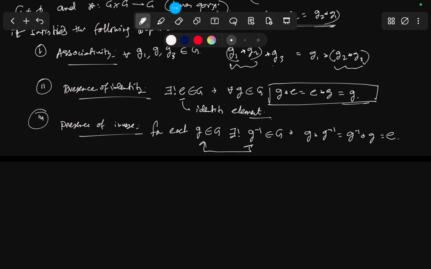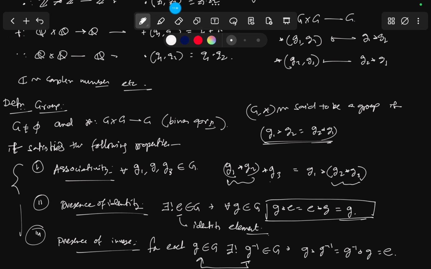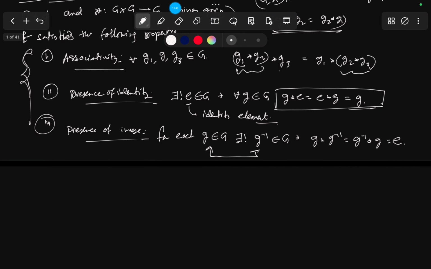So if it satisfies these three properties, then we call G to be a group.